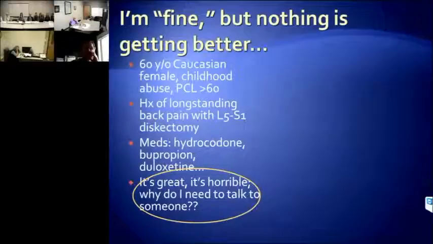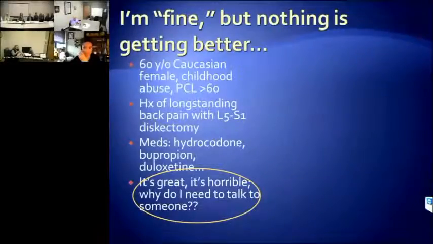And when we actually gave her the post-traumatic checklist, she was also up in the severe category above 60. She had a long-standing history of back pain, and a history of discectomy. She was on hydrocodone, chronic opioid therapy, bupropion, duloxetine. She'd come in and say, everything's great, and then the next visit, no, everything's horrible, and then the next visit, no, everything turned out fine, it's okay.